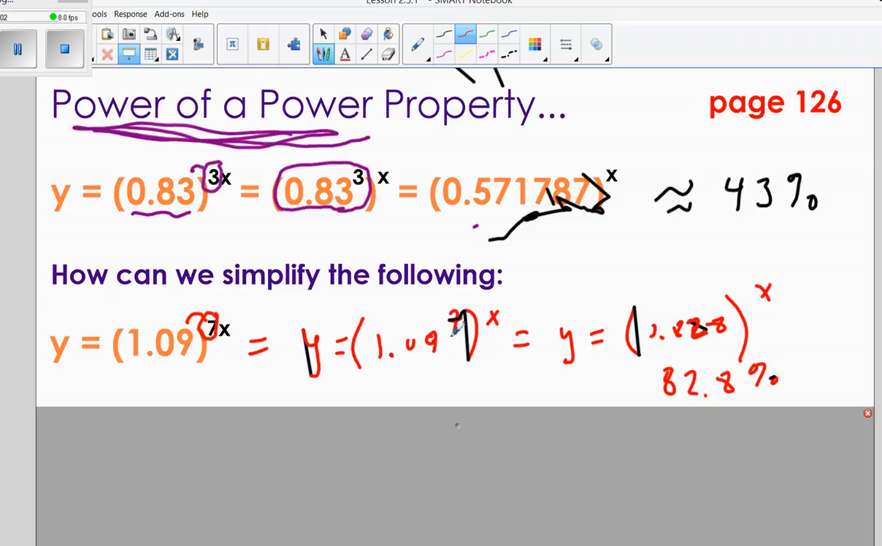So you have to make sure that you distribute that exponent when it's not 1 to your b value so that you can solve. All right.